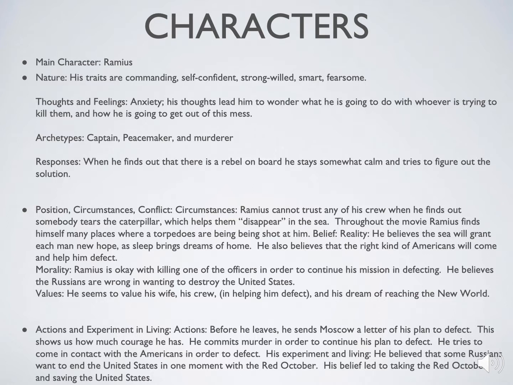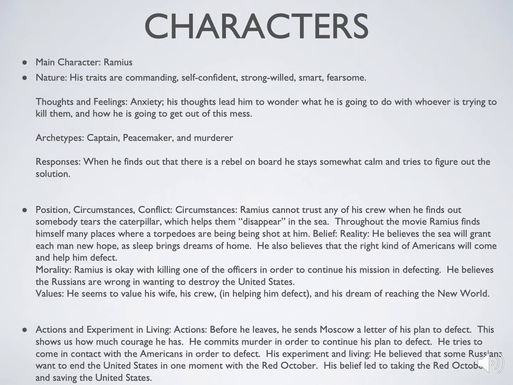Responses. When he finds out that there is a rebel on board, he stays somewhat calm and tries to figure out the solution. Position, circumstances, and conflict. Circumstances. Ramius cannot trust any of his crew when he finds out somebody tears the caterpillar, which helps them disappear in the sea. Throughout the movie, Ramius finds himself in many places where torpedoes are being shot at him.